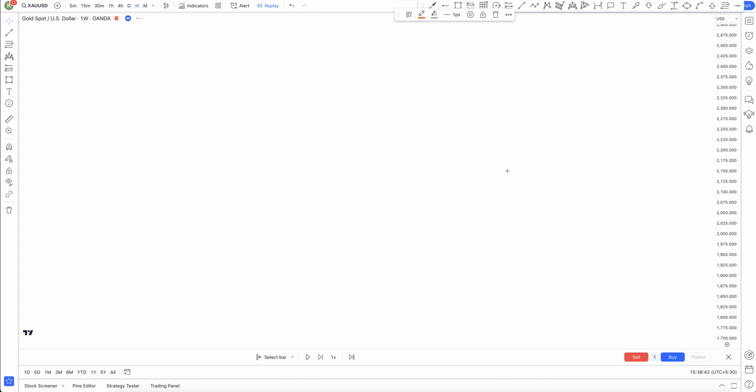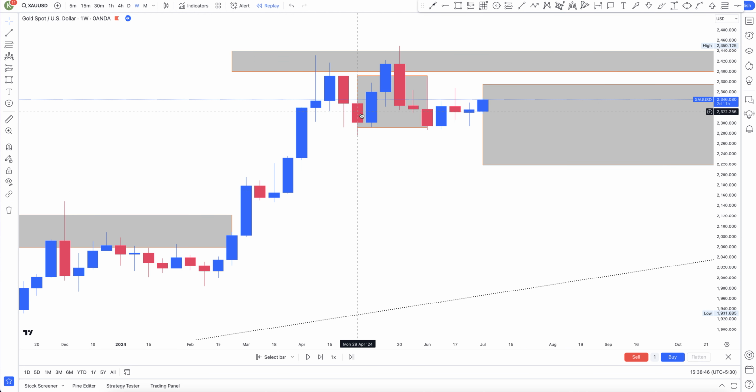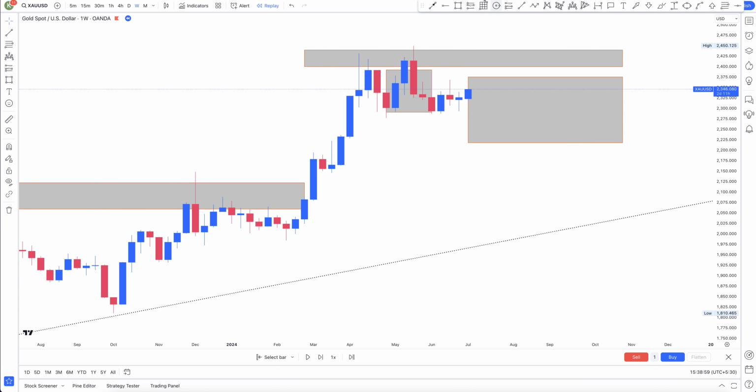Now let's move to the weekly time frame and see what is happening here. You see, the indecision candlestick you saw, this is it. That's why you can see some bearish movements also in between, because it's an indecision. Look at this bullish movement, then the bearish movement. This is an indecision between these buyers and sellers.